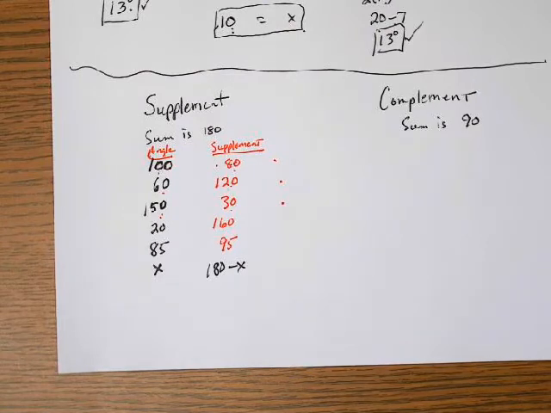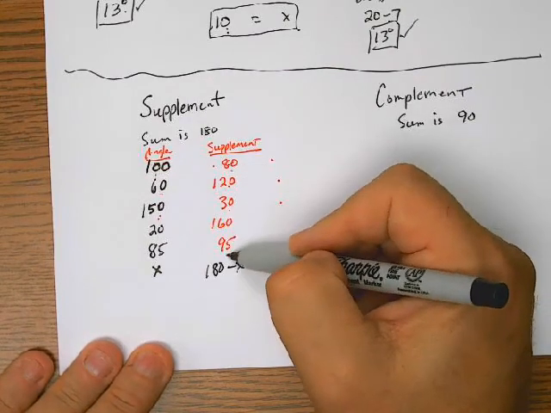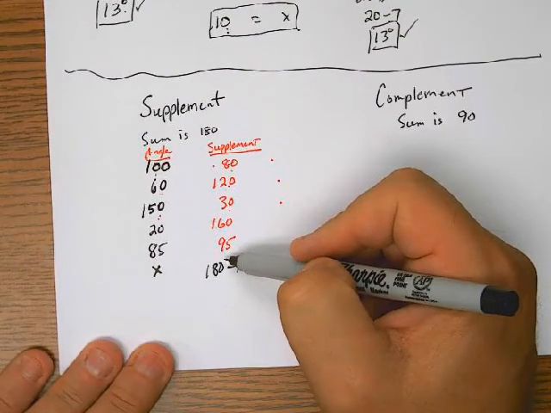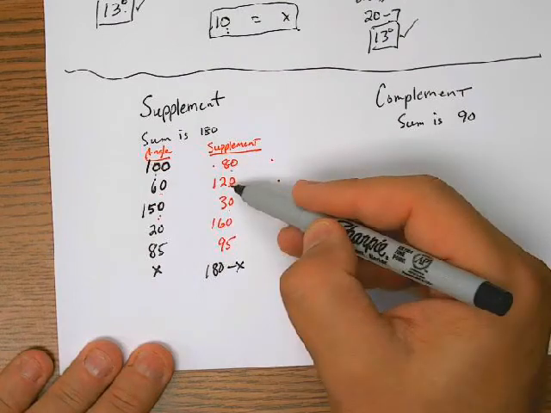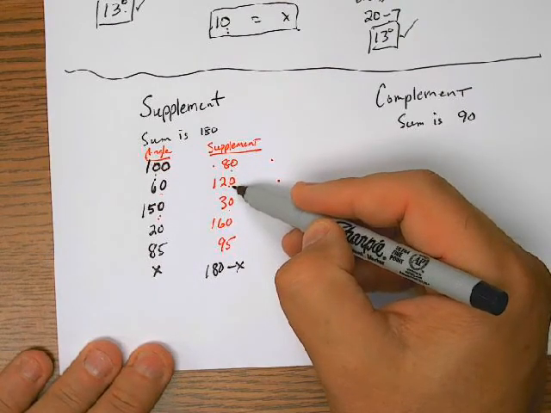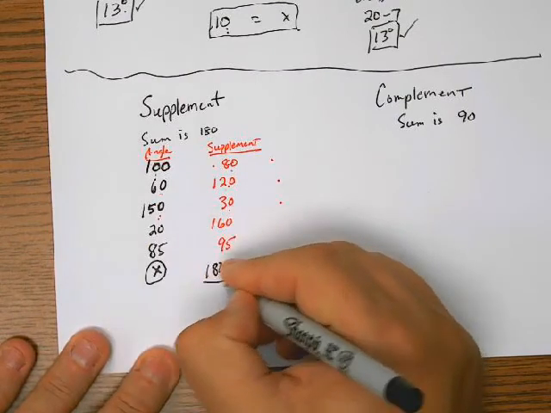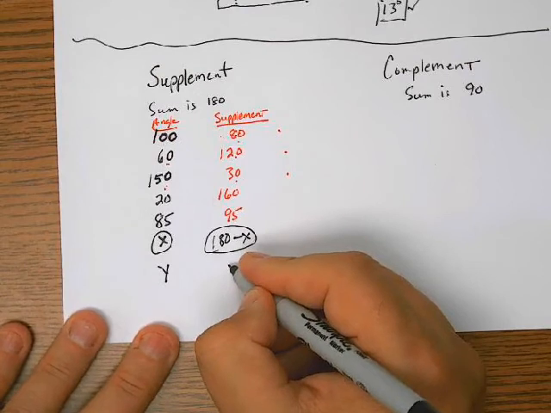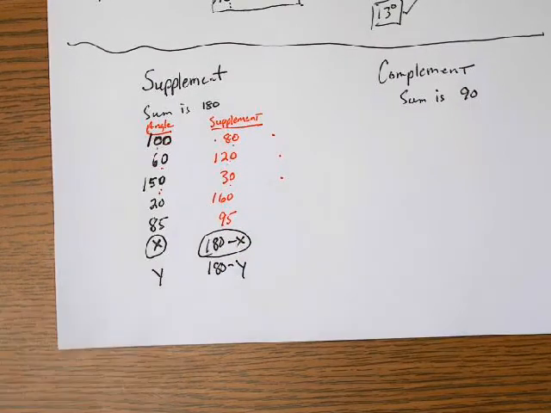Now, hold on, let's explain. It's not as difficult as you might think. How did we find each one of these angles in red? Well, you should have just subtracted from 180. And so 180 minus 100 was 80. 180 minus 60 was 120. Do you see the math? And so then, if this is x, then this is 180 minus x. So, Bo, if this is y, what would this be? That's right. Pretty simple. Does that make sense?